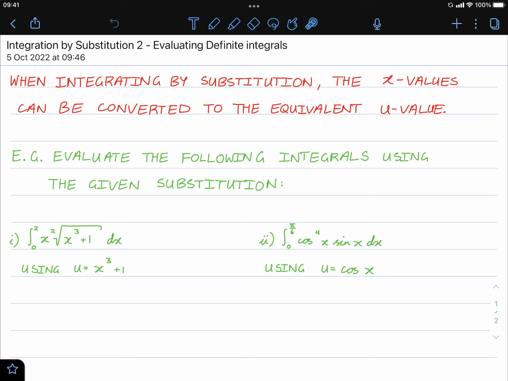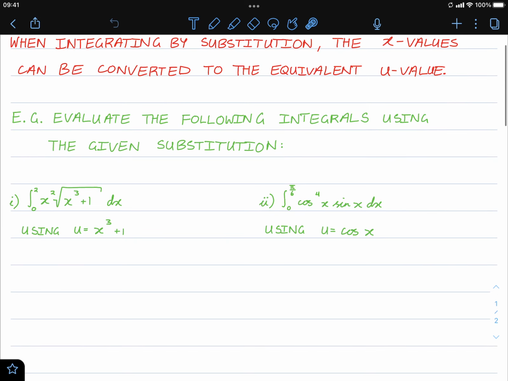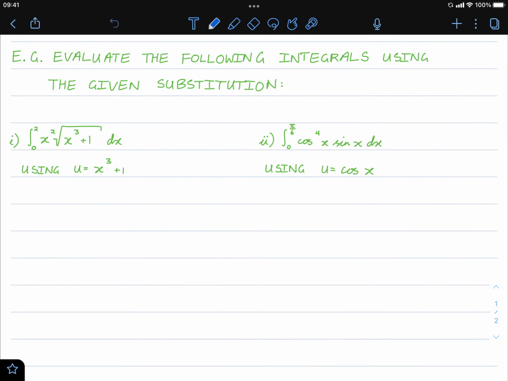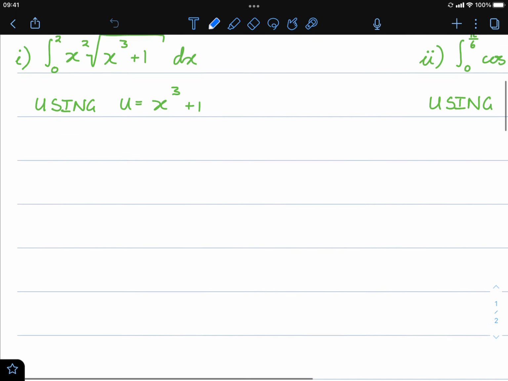Hello class, this is a video tutorial on integration by substitution part 2. In this video we'll be looking at evaluating definite integrals using substitution. So when integrating by substitution, the x values can actually be converted to the equivalent u value. I'll demonstrate to you very quickly in this example.